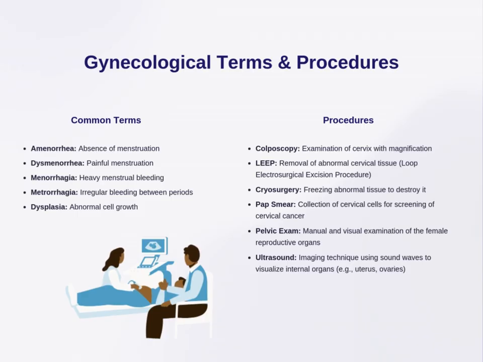Some procedures: colposcopy. After an abnormal pap smear, the provider will typically order a colposcopy because a pap smear is a screening test, whereas a colposcopy is more of a diagnostic test. They'll insert a speculum, look at the cervix with a microscope, and then remove some of the tissue to be sent off to pathology. And if that one is indeed abnormal, then they will either do a cryosurgery, which is freezing of the tissue, or the LEEP procedure, again, depending on what the pathology results are.